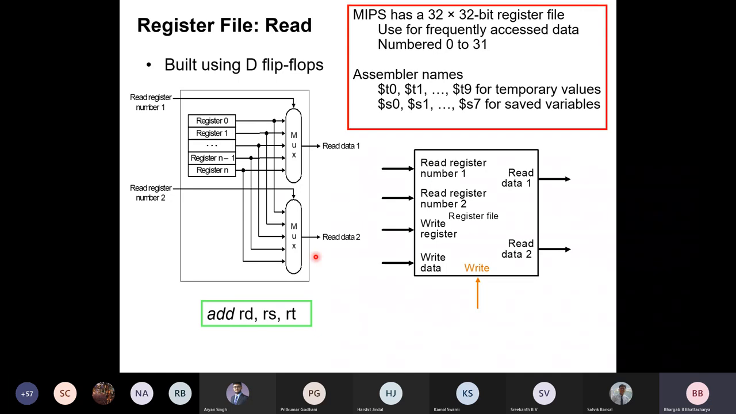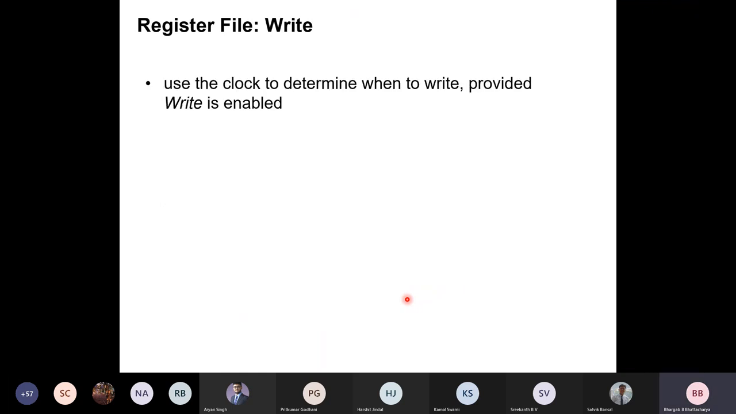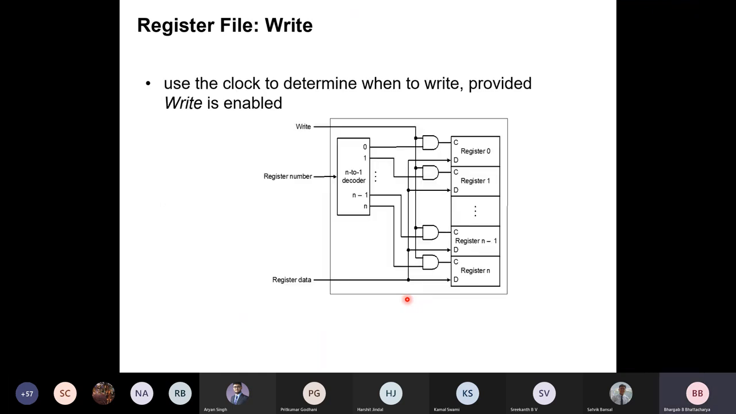So we have this read mechanism and the write mechanism. You have a logic design with a multiplexer here for reading, and with a decoder for writing, and this entire thing is represented by this box. We'll be using this box later on in the overall block diagram of the CPU. So that's what is inside the register file.